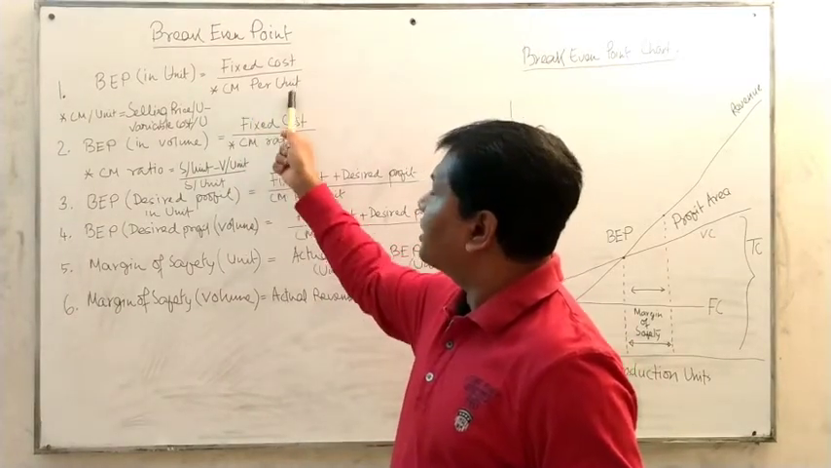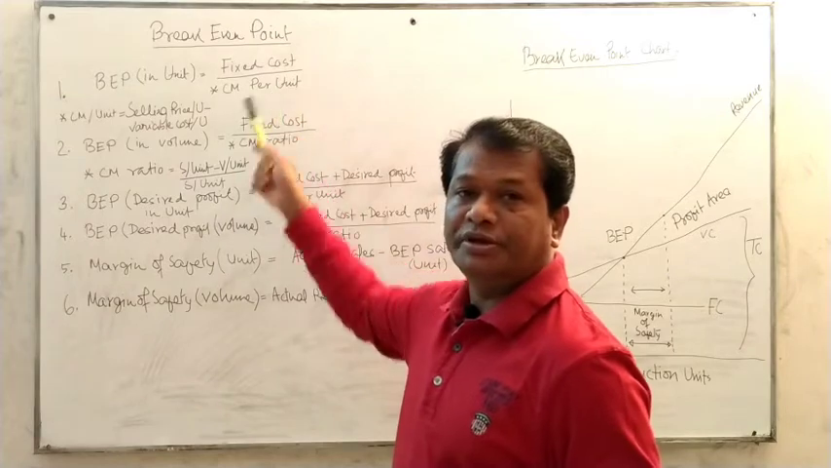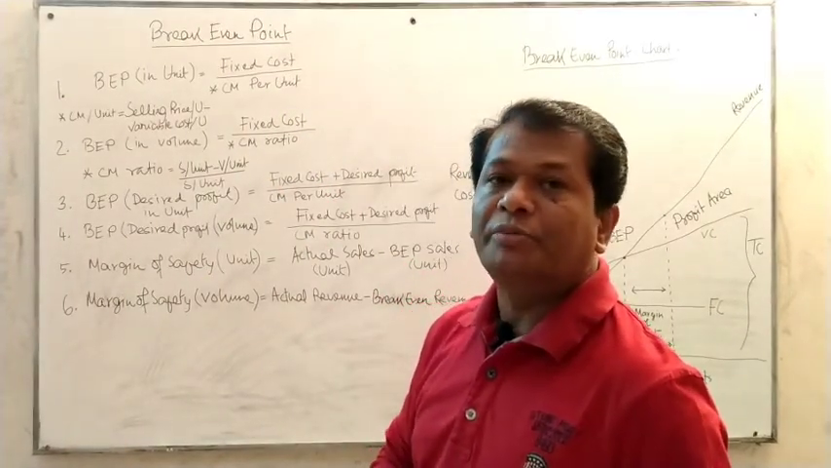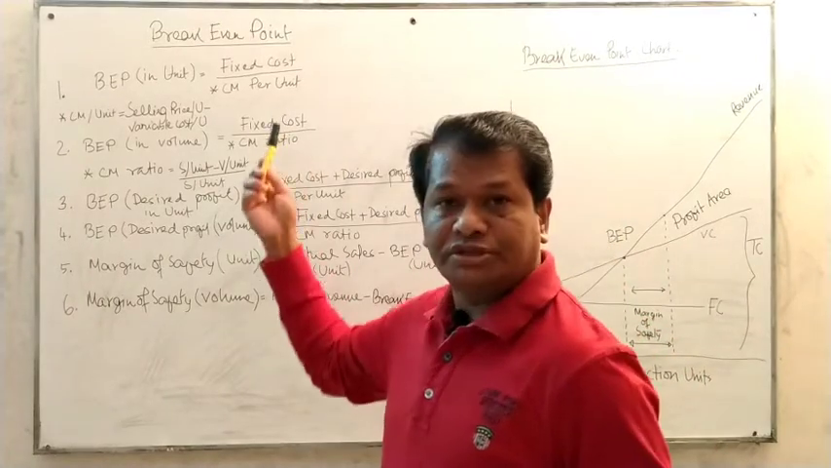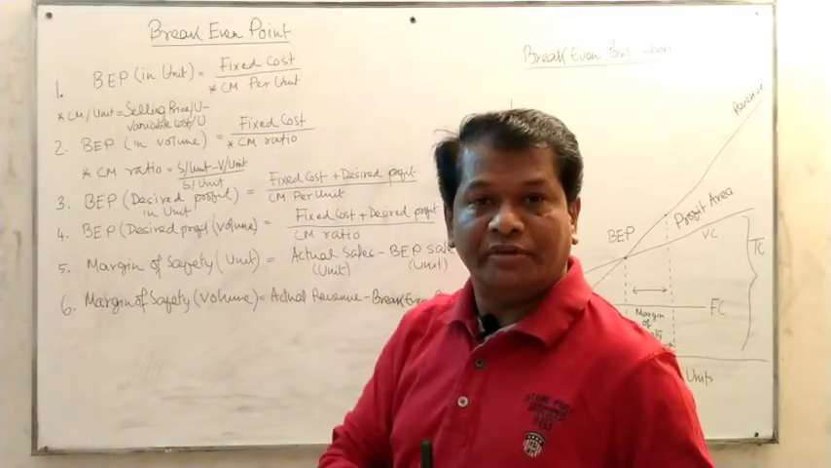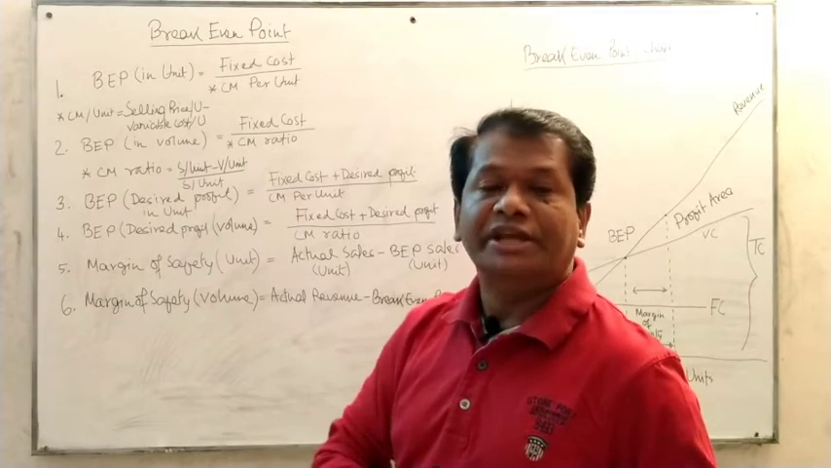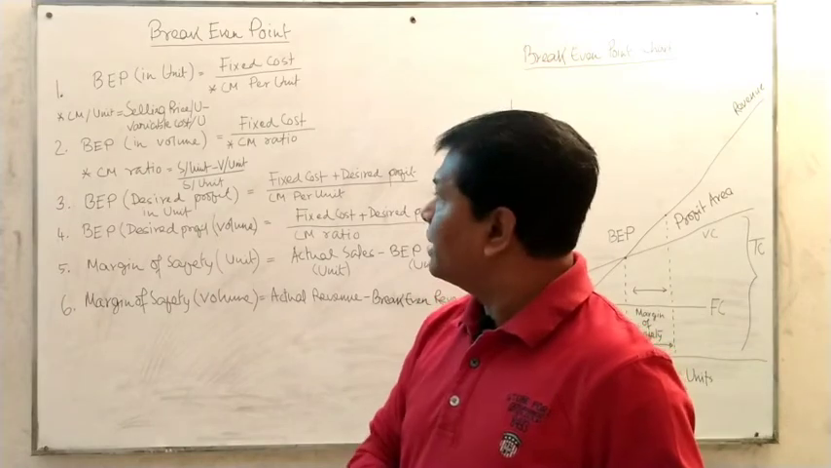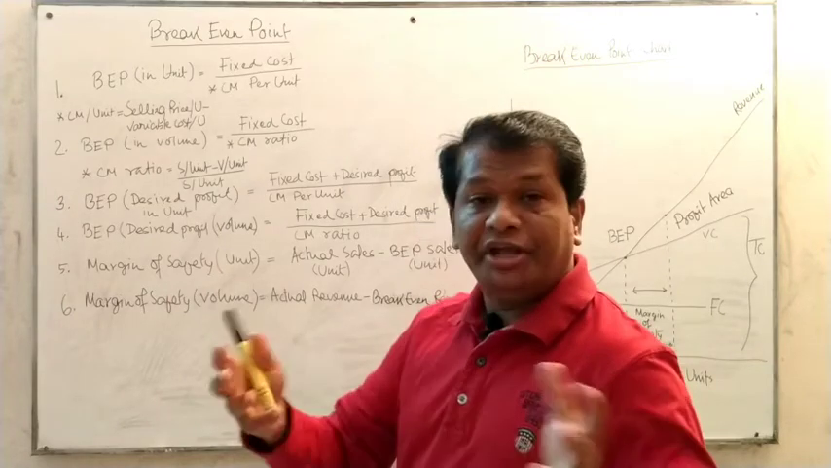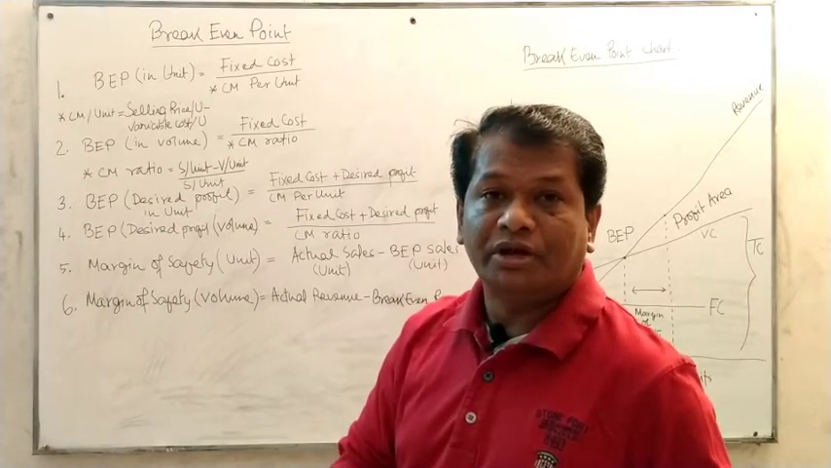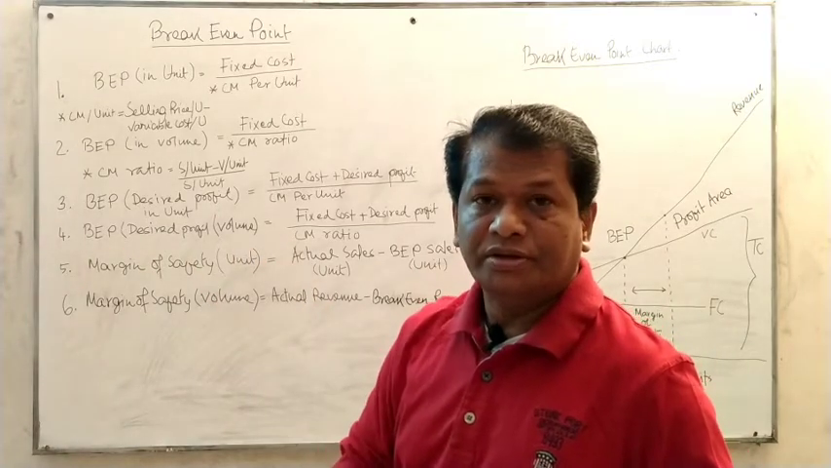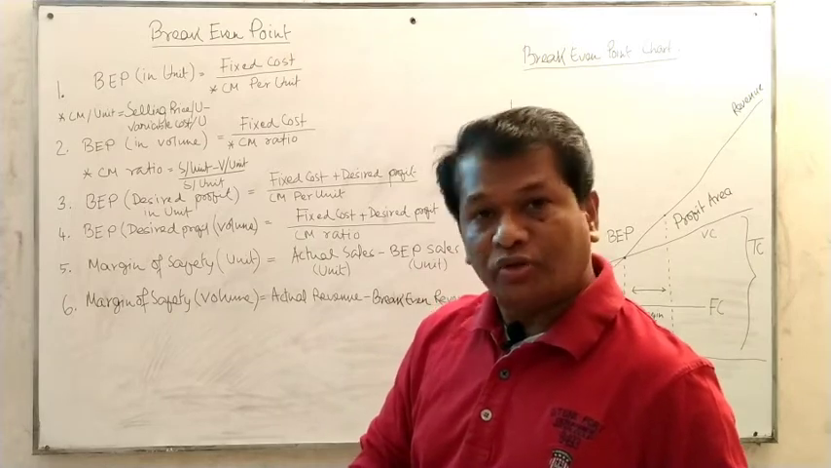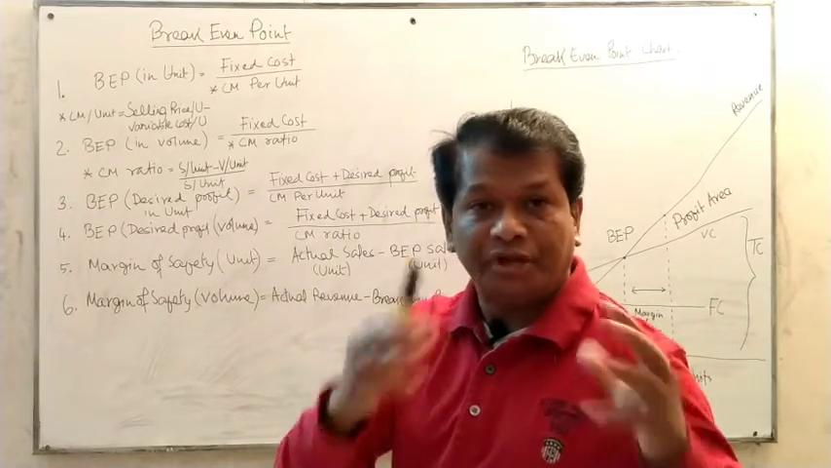So CM per unit, how is that to be calculated? First of all, from the practical information in the question paper, you have to get the fixed cost as well as the variable cost. You have to get the selling price per unit, or total sales volume is given, and variable cost. Sometimes the variable cost is not given, maybe the total cost is given, so that is to be divided by units, then you get the variable cost per unit. If it is not given, you have to calculate it.